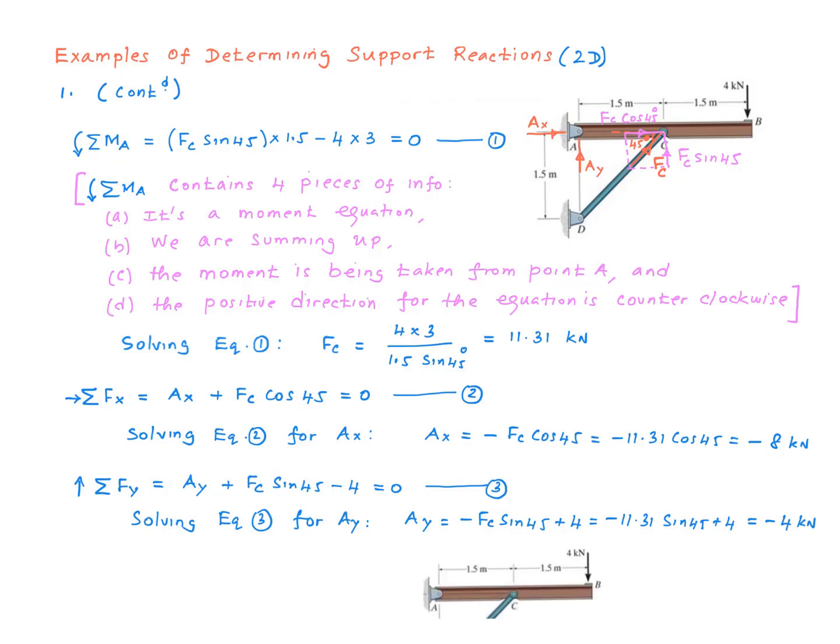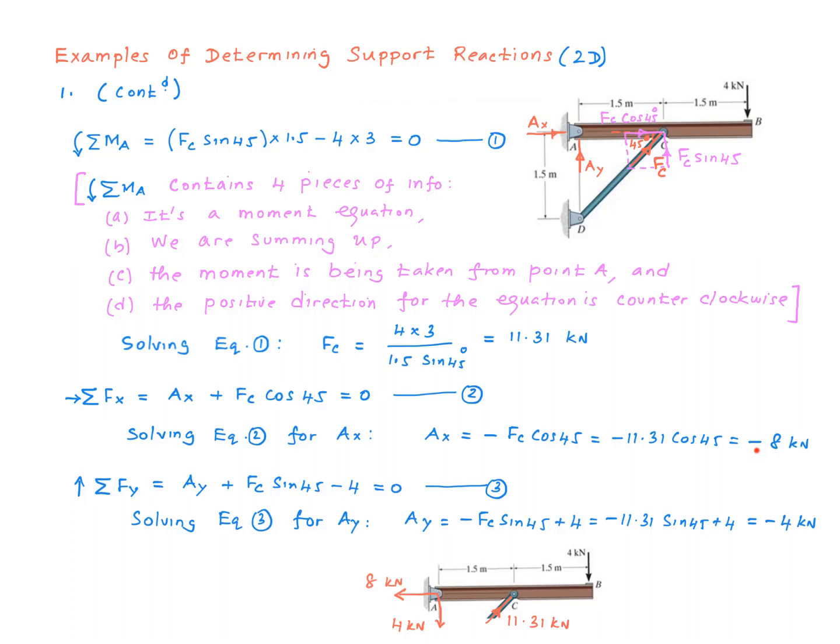Now we note that we ended up having some positive numbers and some negative numbers for the unknowns, right? And therefore the directions that we assumed initially are not completely correct. Here are the correct directions for the support reactions. We did get a positive sign for FC, and therefore our initial estimate for the direction is correct. So FC is acting in that direction. The magnitude is 11.31 kilonewton.